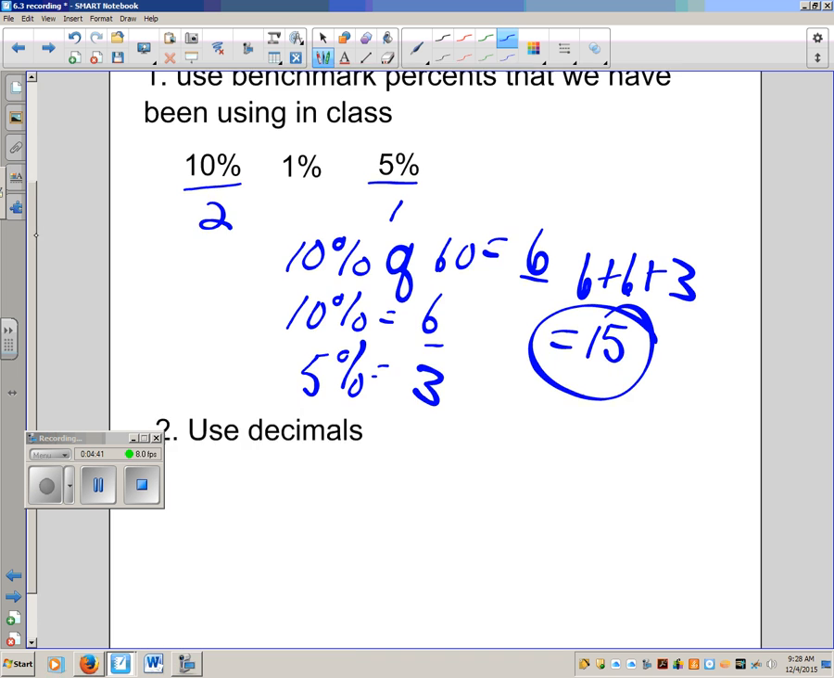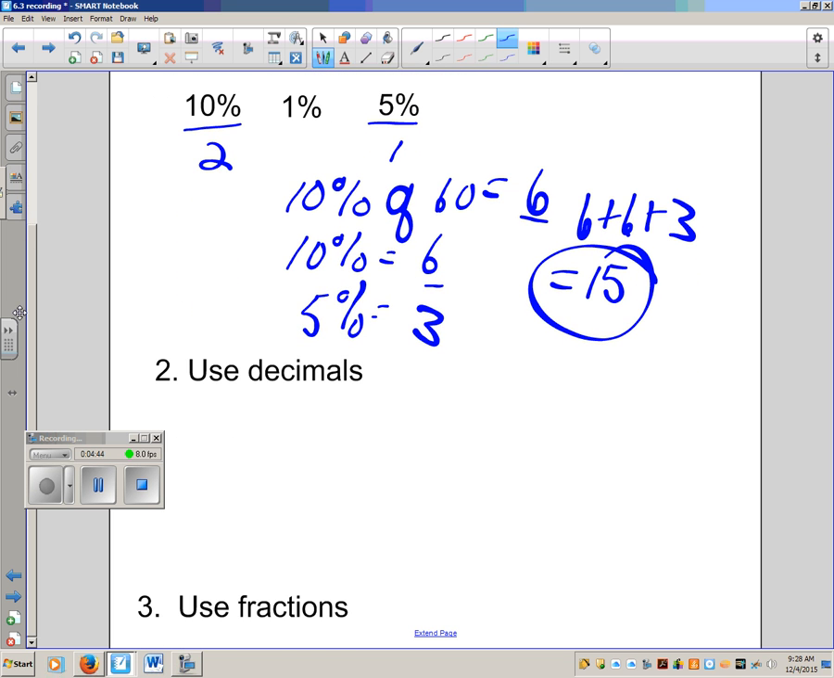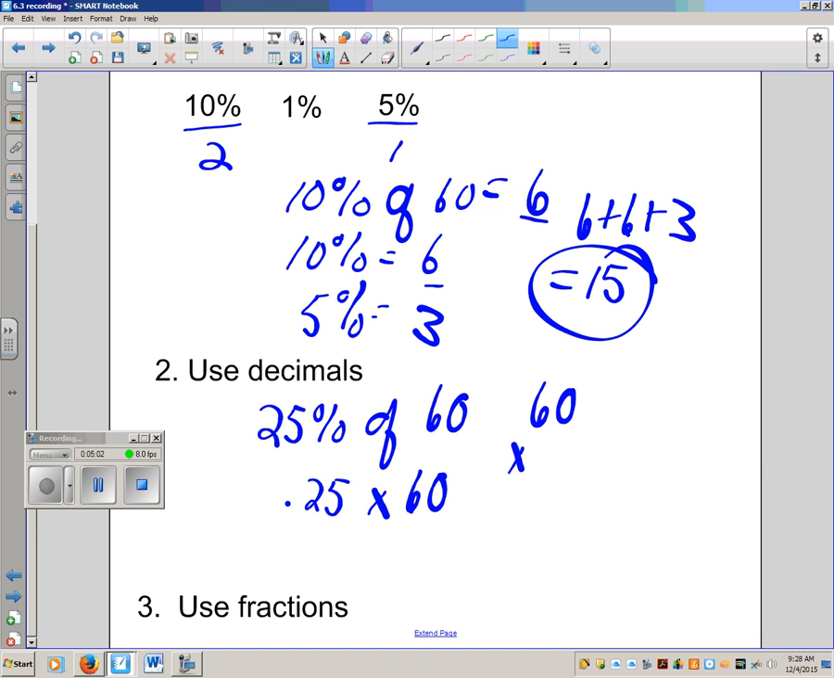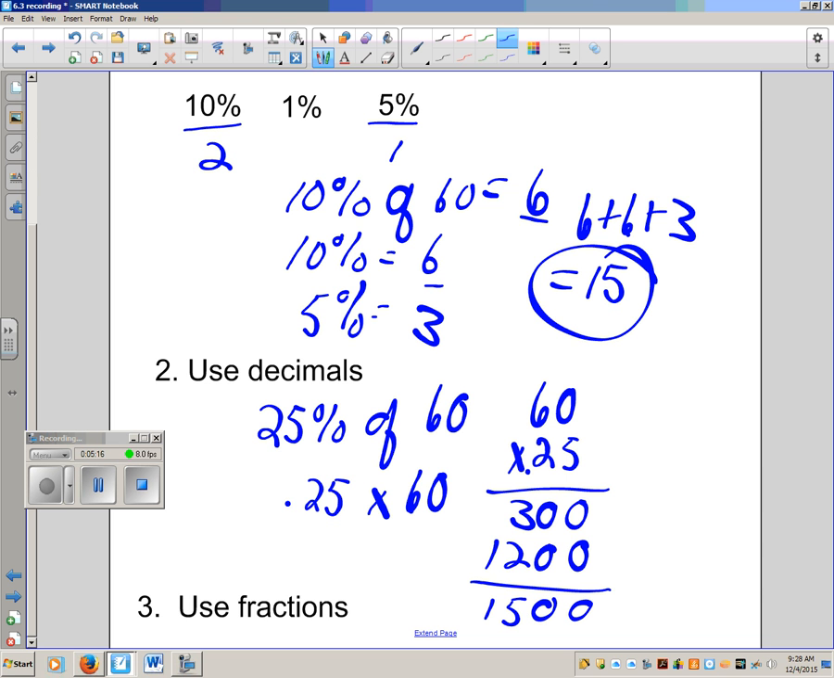You can use decimals. The decimal for 25%, 25% of 60, of means times. The decimal for 25% is 0.25, 25 hundredths, times 60. Do your work over here. 60 times 25 hundredths, 0, 300, start your second row with a 0, 0, 12, 0, 0, 5, 1,500. We know that's not right. 1, 2, 1, 2. We get 15.